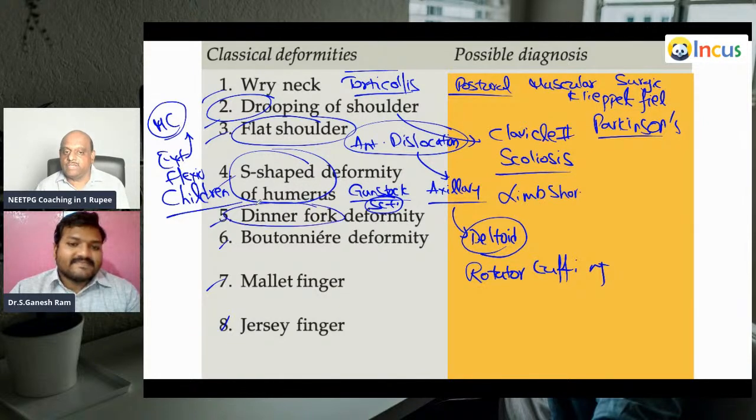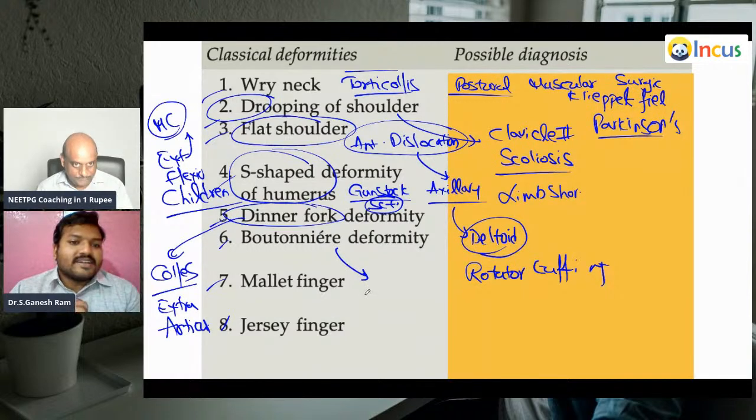Wonderful. And where do we see the dinner fork deformity? Dinner fork, everybody must be knowing. It's commonly seen in the Colles fracture, which is the extra-articular distal radius fracture with extension of the distal fragment. Wonderful, doctor. And where do we see the opposite? One more point, if I may add, the opposite of the dinner fork would be the garden spade deformity, which is seen in Smith's fracture, exactly opposite to the Colles fracture.